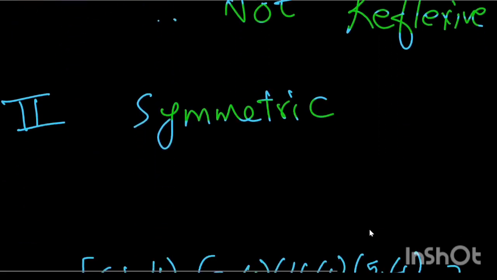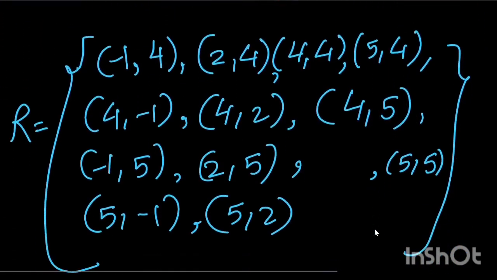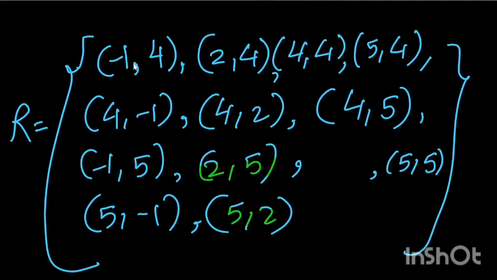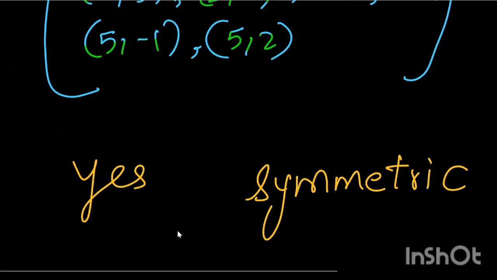For symmetricity, again we will check. See if (2, 5) is there, (5, 2) is there. (-1, 4), (4, -1) is there. (2, 4), (4, 2) is there. (4, 5), (5, 4). So (-1, 5), (5, -1). So yes, it is symmetric, guys.